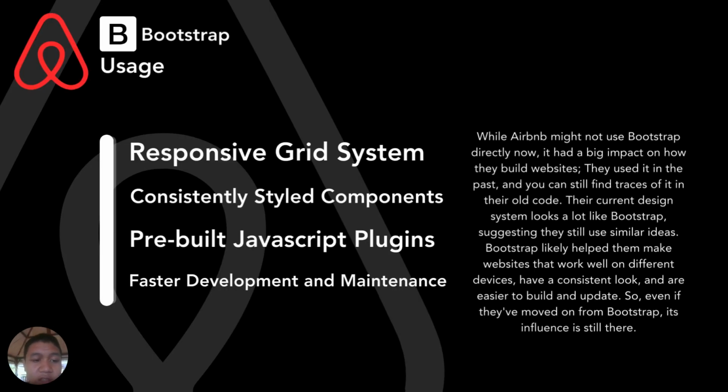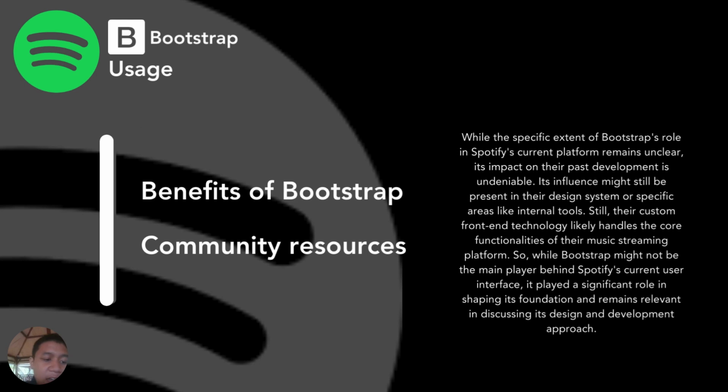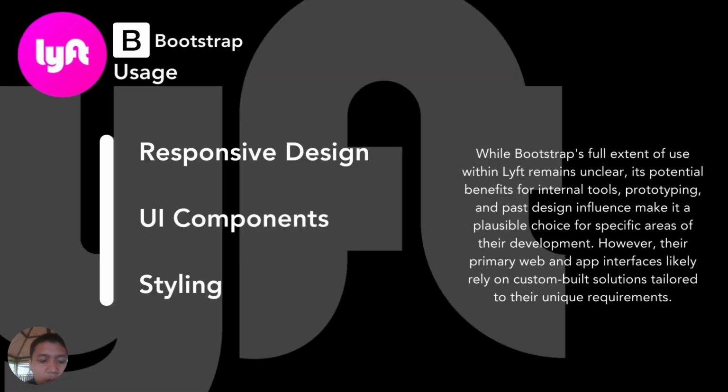And Airbnb uses it for the responsive grid system, consistently styled components, pre-built JavaScript plugins, and faster development and maintenance. Although it may not be used now, in the older code we can see the influence of Bootstrap being used. And then Spotify, the same as Airbnb, although we cannot see it in the newest code. In the old code, there is some influence of Bootstrap. And Lyft, of course, responsive design and UI component styling may be the reason why Bootstrap is used.